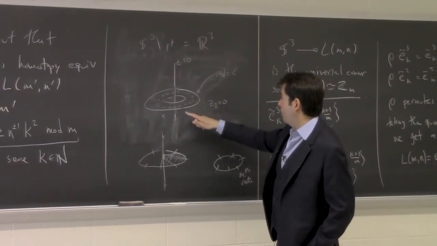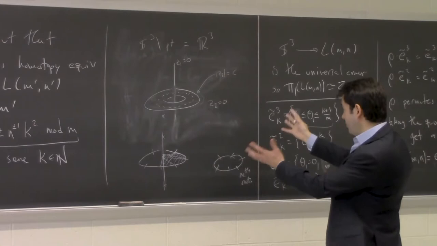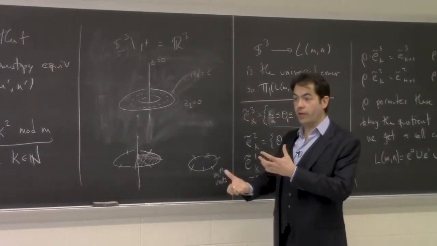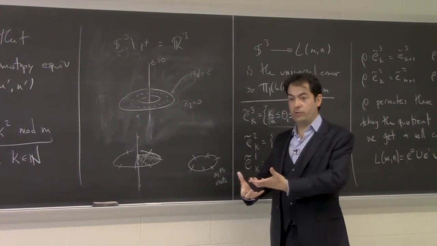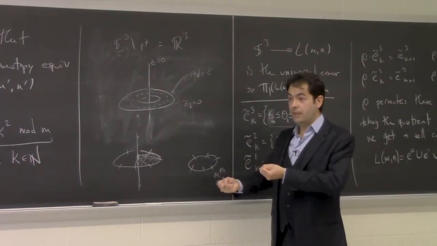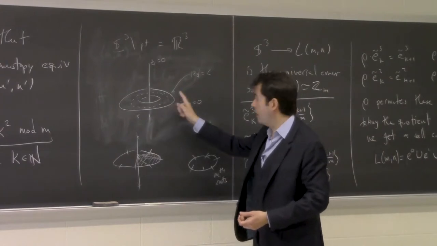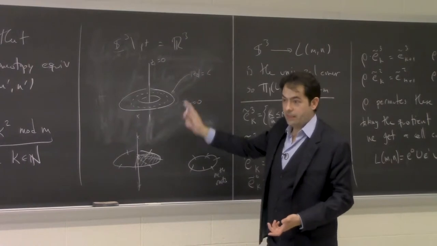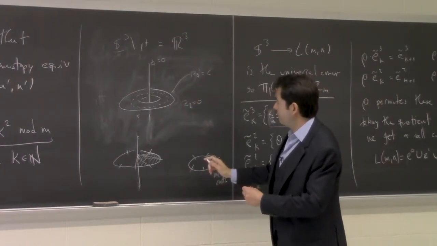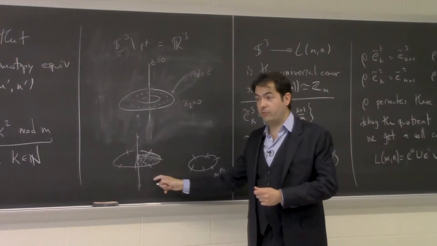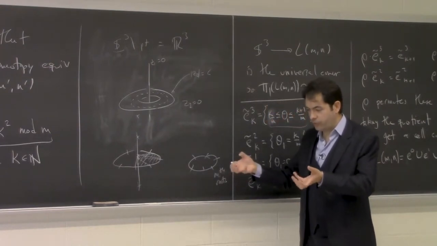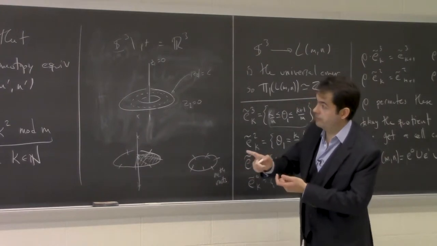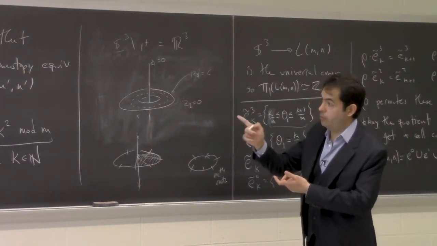What this picture tells us is that the S3 is a union of two tori by identifying their boundaries, the two filled-in tori. Because here's a filled-in torus, and the complement is also a filled-in torus. It just has a point at infinity. So you can also construct Lens spaces by taking two filled-in tori and identifying their boundaries using a curve of slope n over m.